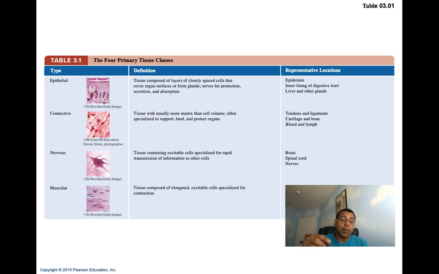Again, if you took Bio 107, you've seen these. This is all review. All four tissue types, giving you a basic idea.